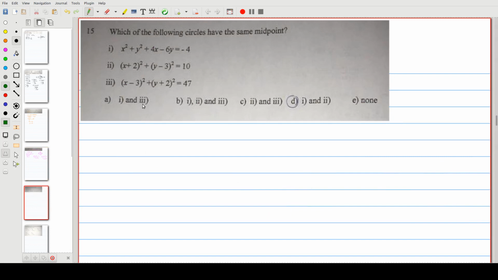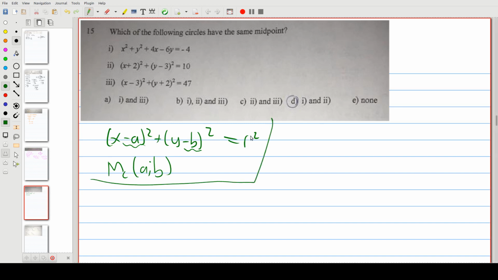Good. So question 15. Which of the following circles have the same midpoint? Okay, so midpoint, I'm assuming it's the center of the circle. So we have x minus a squared plus y minus b squared equals r squared. And now these values, if they are the same, then the center of the circle is the same. So let's call it M for midpoint of the circle, will be A, B. Okay, so we need to somehow get these equations to look like this. So let's see what we can do.